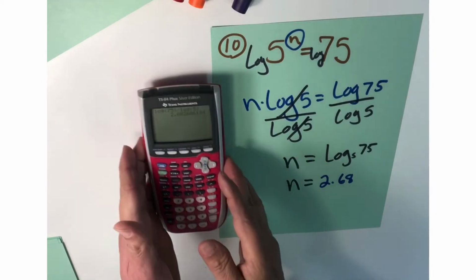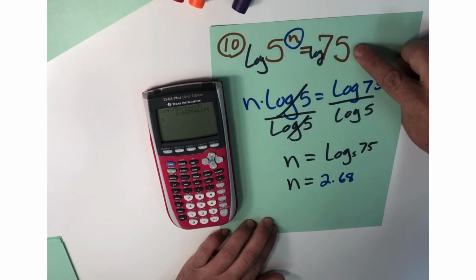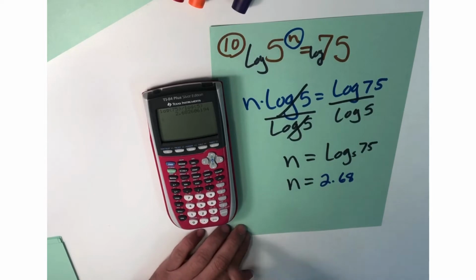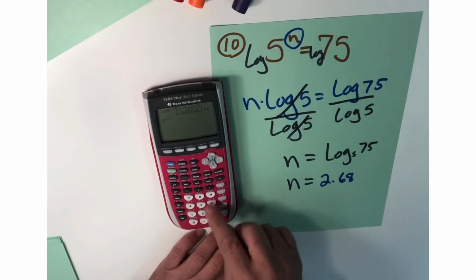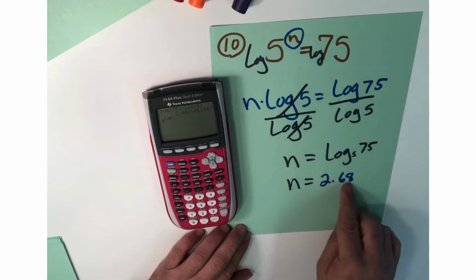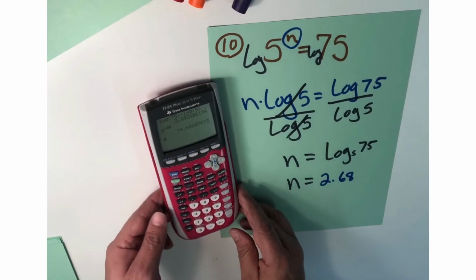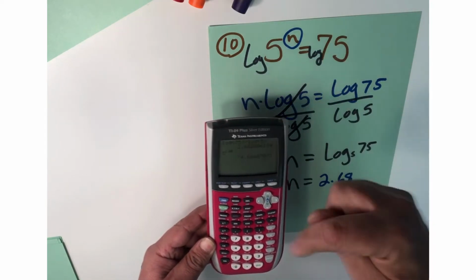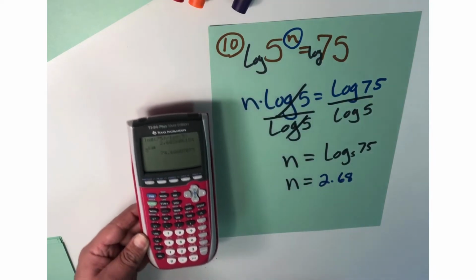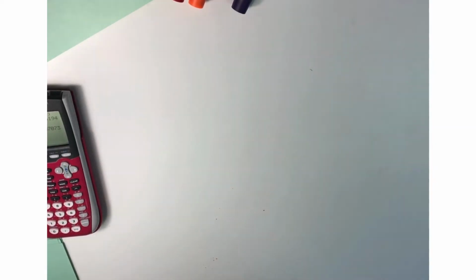I'm going to go to the calculator and I'm going to say 5 to the power of 2.68. And you're going to see that it's going to be something very close to 75. Now remember, this is an approximation, so it's not going to be exactly 75, but it will be close. Enter. What did I get? I got 74.686, something really, really close. Had I used more digits, I would have gotten closer to 75. Okay, push that aside.